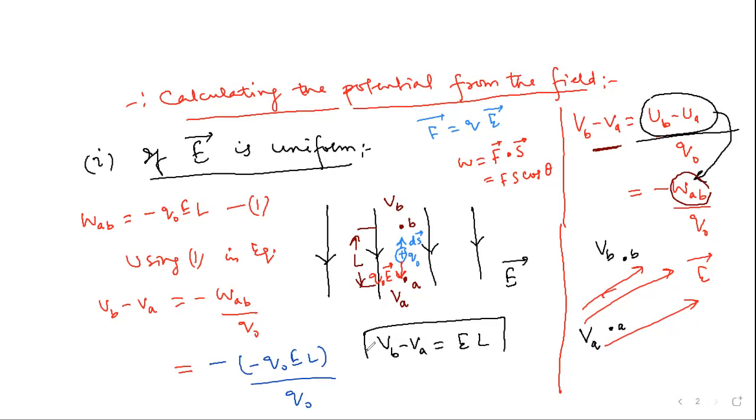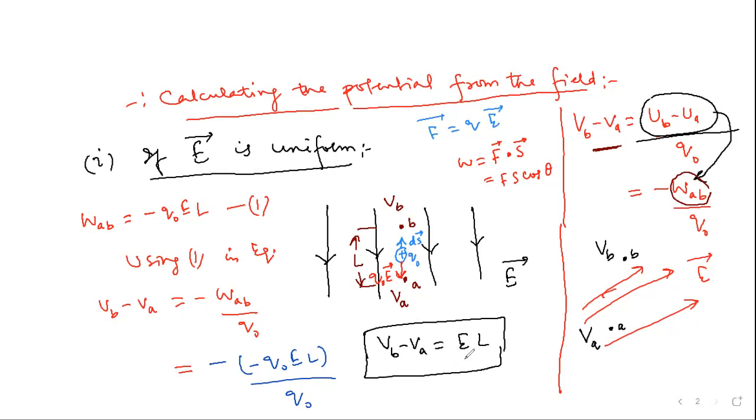This is the relation. So you need to remember that there is uniform electric field and there are 2 points A and B which are separated by L distance along the field. Remember, along the field, this distance is along the field. Then the potential difference between those 2 points is EL. So in this case, point B is at higher potential than point A by amount EL.